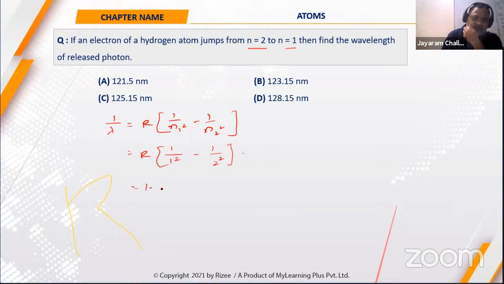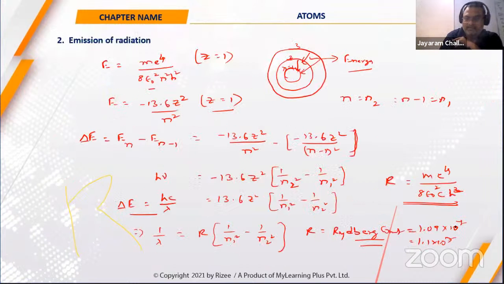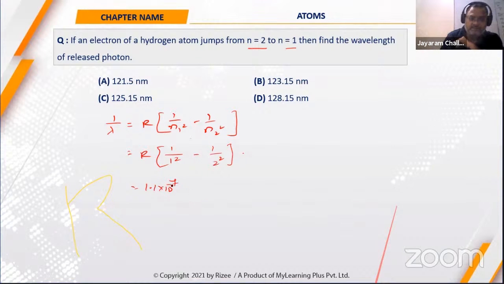If I take it as 1.1 into 10 to the power of 7. Okay, no, sorry, minus 7. What I have written, sorry, please be careful of this one here. 1 by R value, this is plus 7 only, right? So I'm just taking 1 minus 1 by 4, that comes out to be 3 by 4, 1.1 into 10 to the power of 7 into 3 by 4.